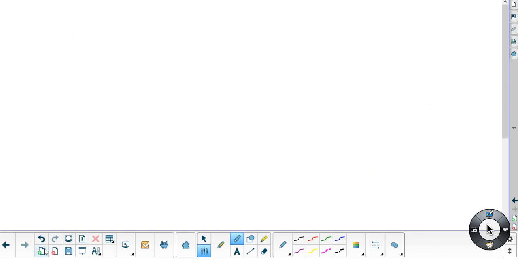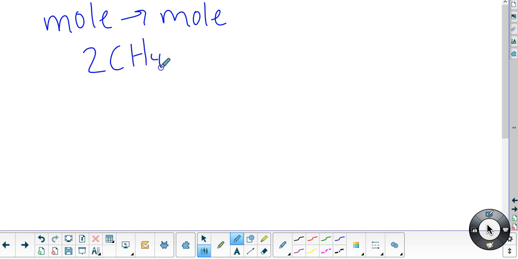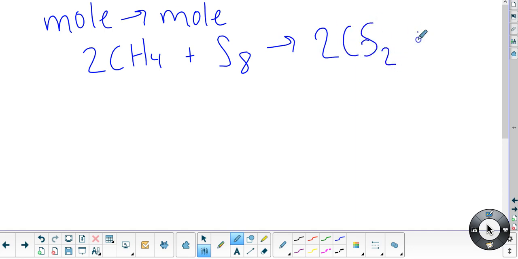Questions? Okay. Mole to mole stoichiometry. If you're given moles in the problem and asked for moles, that's how you know it's a one-step mole to mole problem. So it gave you 2CH4 plus S8 yields CS2 plus 4 H2. Okay, so this is your chemical equation. So if you're given a chemical equation, you're using stoichiometry.